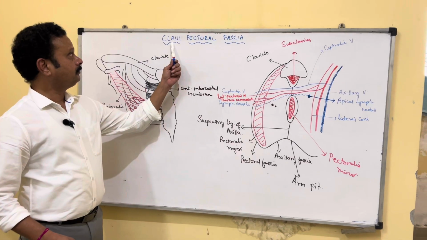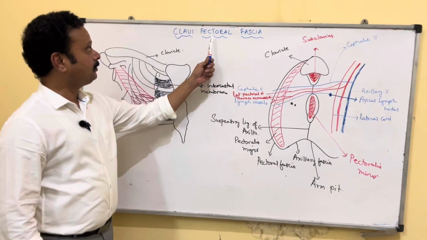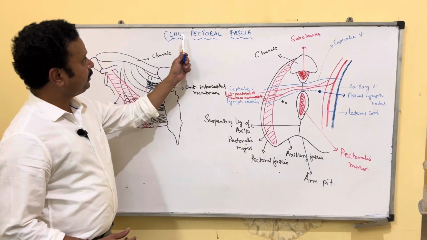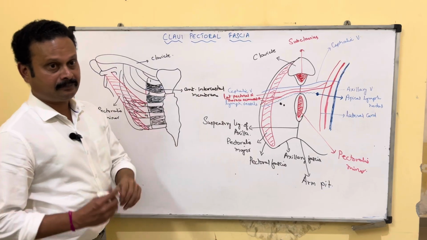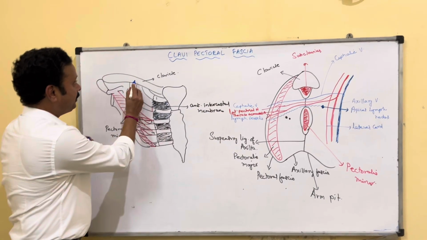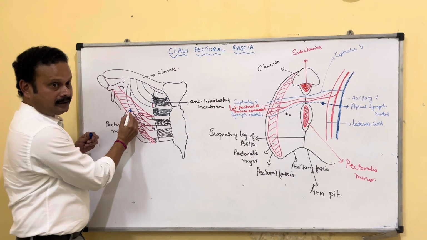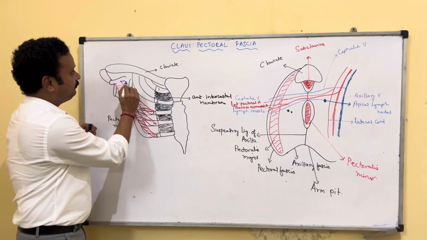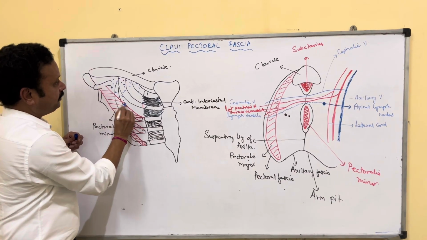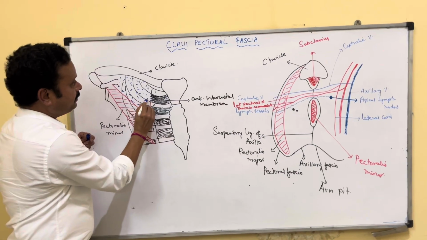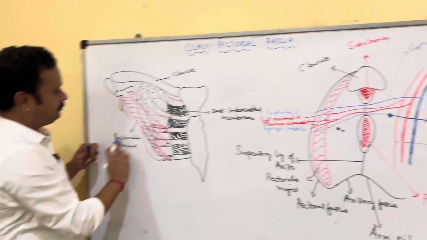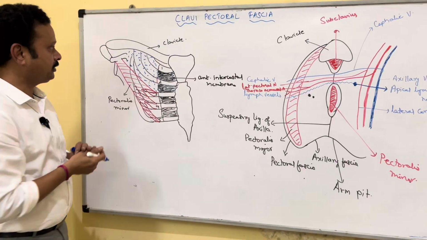Hello, we'll be dealing with a topic called clavipectoral fascia. As the name indicates, clavipectoral fascia means a fascia which is stretching below the clavicle and pectoralis minor. So this is the fascia which is present over here. This one is the clavipectoral fascia. I repeat, the fascia stretching between the clavicle and pectoralis minor muscle is clavipectoral fascia.